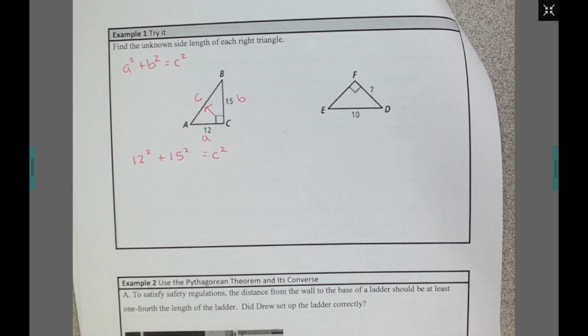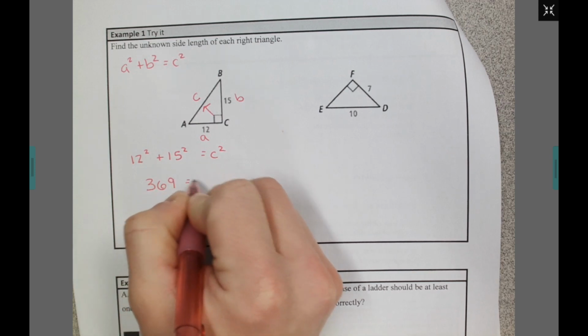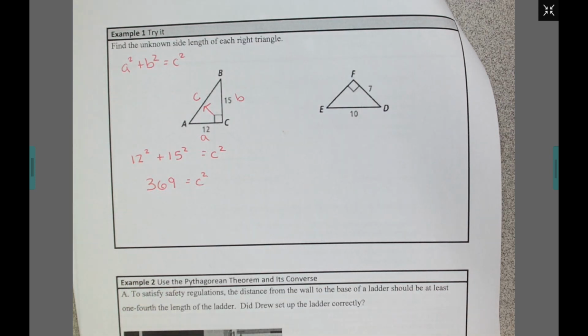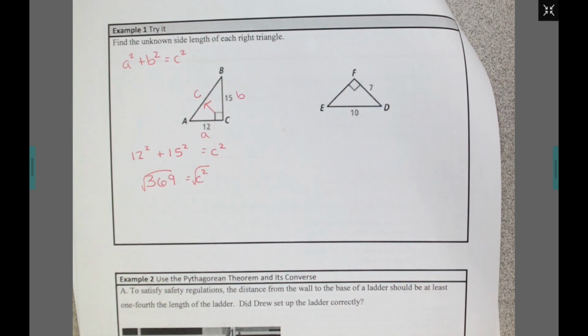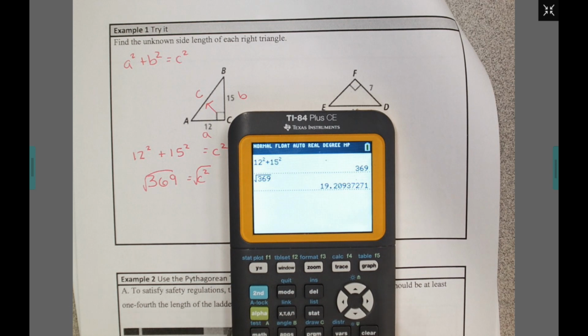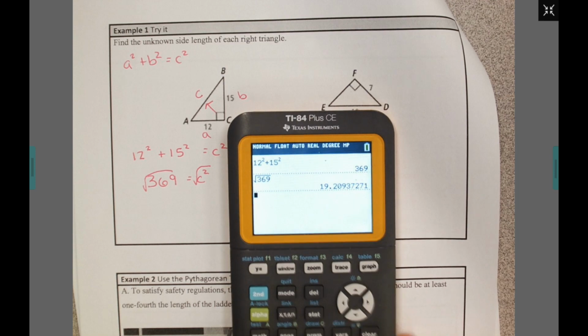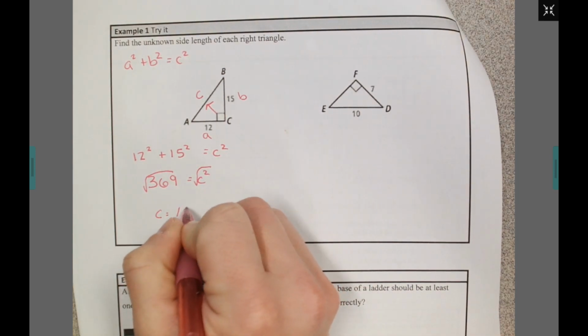So 12 squared plus 15 squared is going to give me 369. So that equals c squared. Remember, we don't want c squared. We want c. So to get c here, you go ahead and square root each side. And when we take the square root of 369, we're going to end up with a long decimal, 19.2 just going on. We want to round to the tenths place today. So the tenths place would be that first decimal spot. So for this first triangle right here, C is going to equal 19.2.